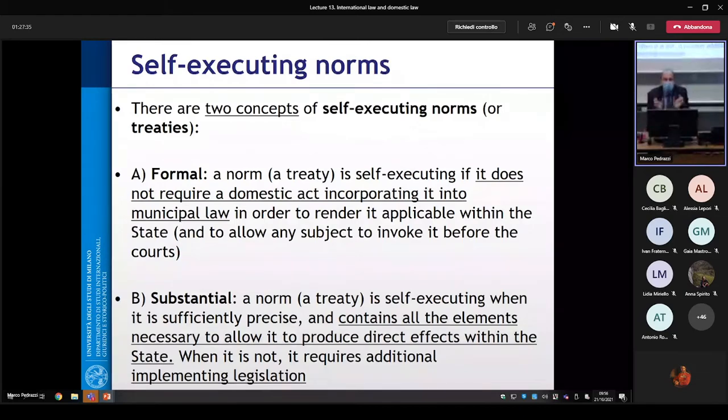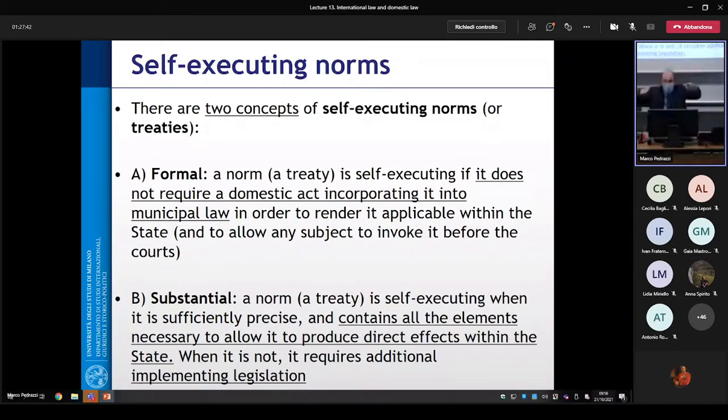So formal self-execution means you do not need a further domestic act to introduce the treaty or the norm into municipal law. It is already part of municipal law. And so it can be invoked as any piece of municipal law by individuals before the courts, by any subject before the courts of the state.